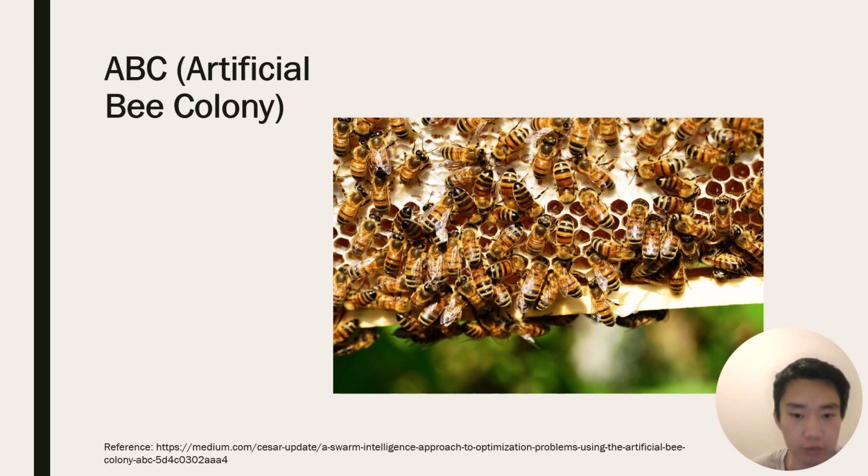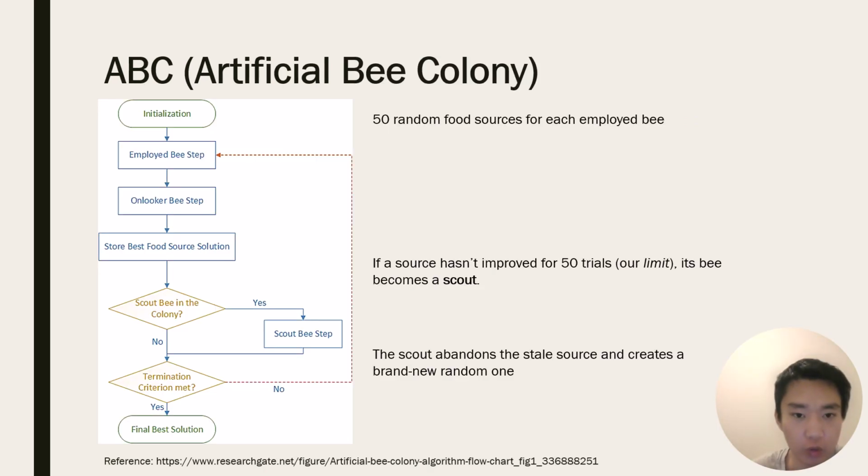Next, the artificial bee colony. So here's how this works in our optimizer. We start from 50 random food sources, one for each employed bee, and in each cycle, the employed bee locally tweaks its own source, and then the onlooker bees watch the dance and copy the richest sites, refining them further.